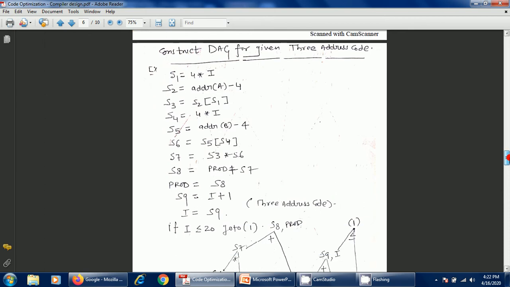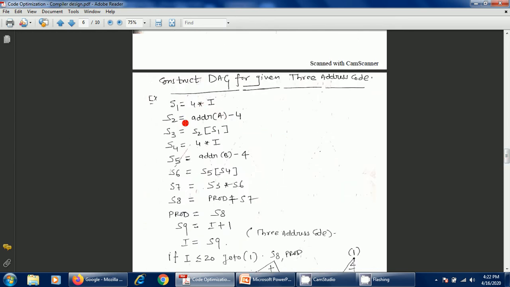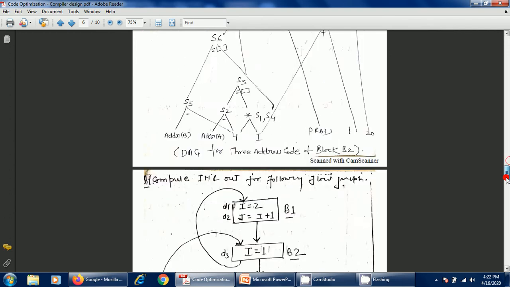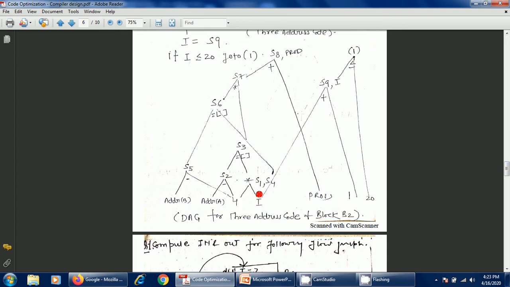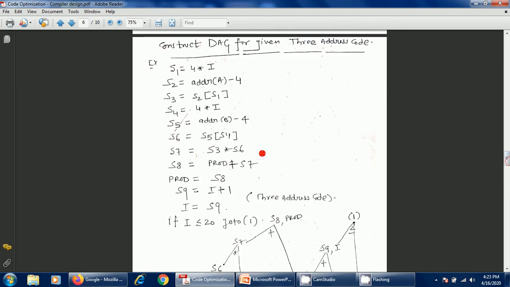Now see, construct a DAG representation for this given three address code. This three address code is given. Now convert this three address code into a DAG representation. This is a DAG representation. We have seen statements 1, 2, 3 already. Now see statement 4, S4 equals 4 into I. Now next is S5 equal to address of B minus 4.